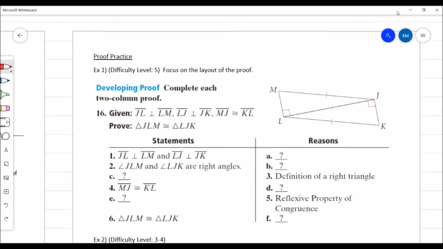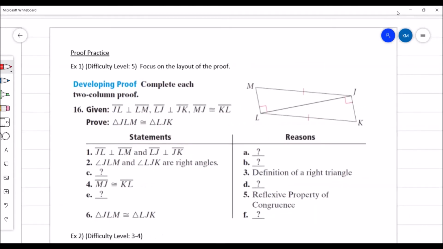All right, looking at some proofs. It says focus on the layout of the proof. Complete each two-column proof, given that JL is perpendicular to LM, remember this upside down T means perpendicular, and LJ is perpendicular to JK. Those are the two things that are marked for us, right angles. Then it tells us that MJ is congruent to KL, marked for us as well, and it wants us to prove that triangle JLM is congruent to LJK.